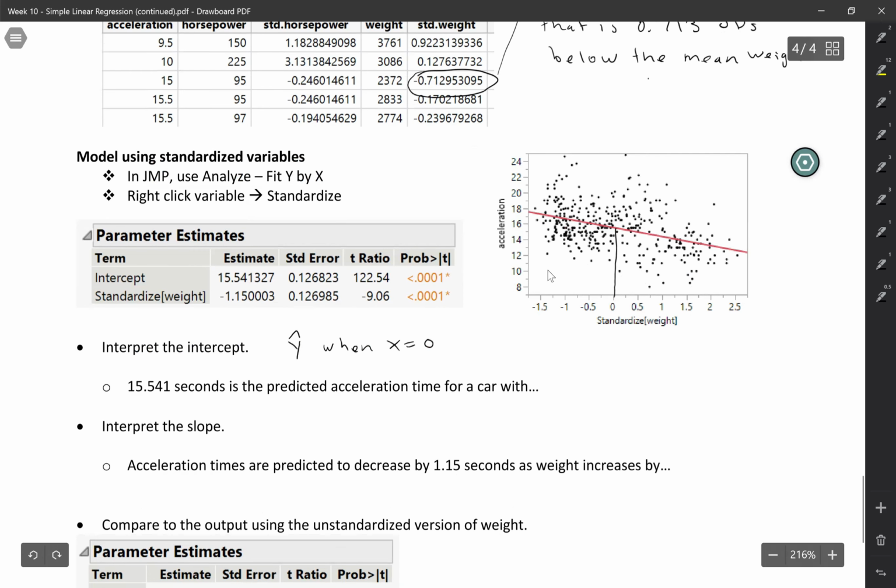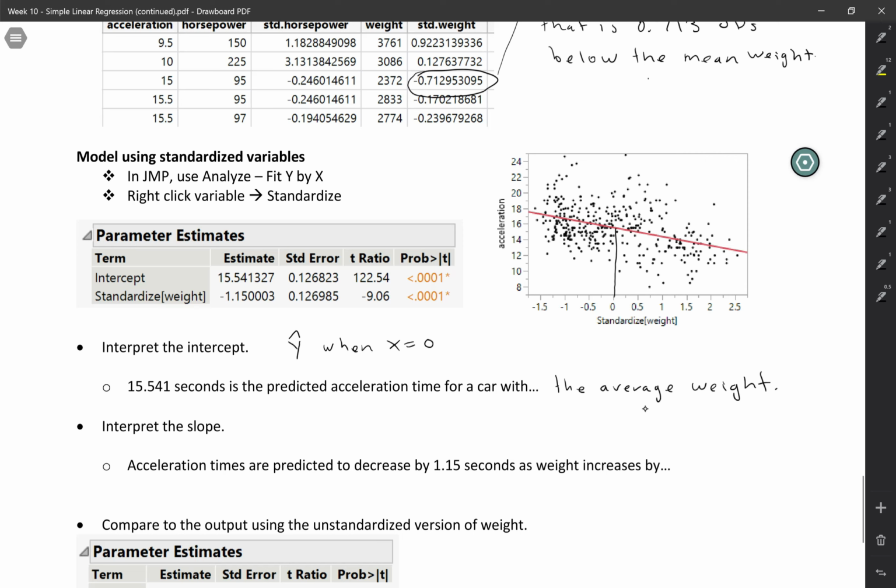So this is another way of saying that we're predicting the acceleration time for a car with the average weight. This is in some ways an advantage over using regular variables, because a lot of times the intercept is not meaningful. Like in this case, a weight of 0 pounds for a car doesn't make any sense, but usually the average value of the explanatory variable will be meaningful.